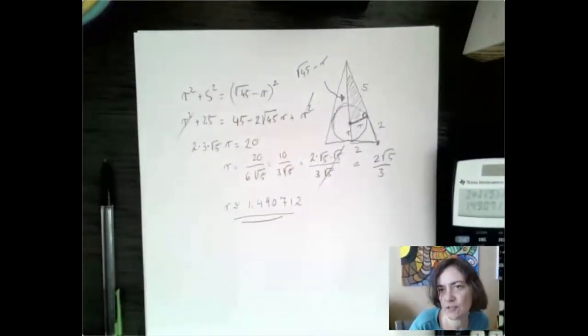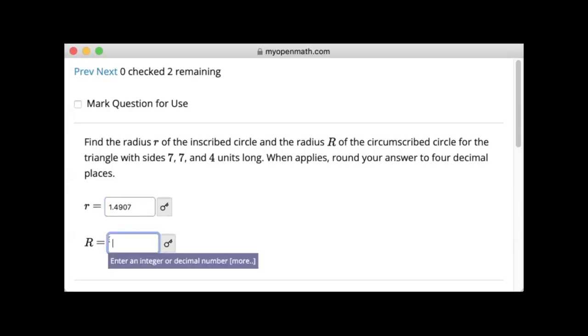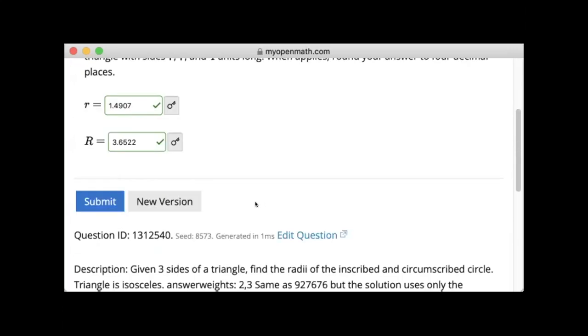So let's check. That's always fun. If we enter our answer, the inscribed circle's radius was 1.4907. I stop here because, if you notice, we are asked to round the answer to 4 decimal places. And then the bigger circle, the circumscribed circle, has a radius of 3.6522. After the 2, there's a 4, so we're rounding down. Now let's see what happens when we submit this. Both are correct, so we got it right.